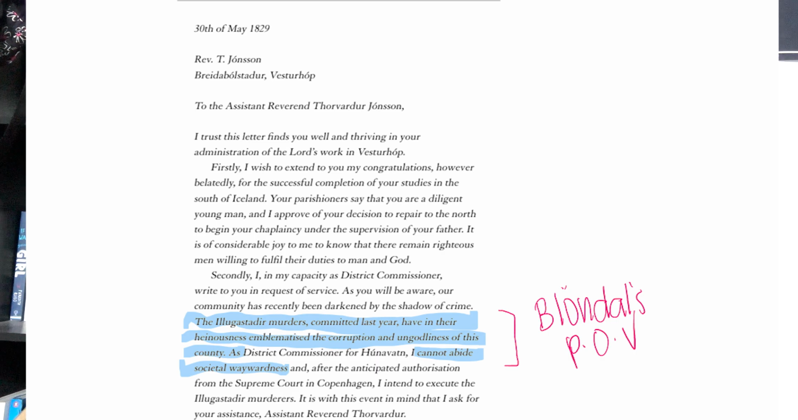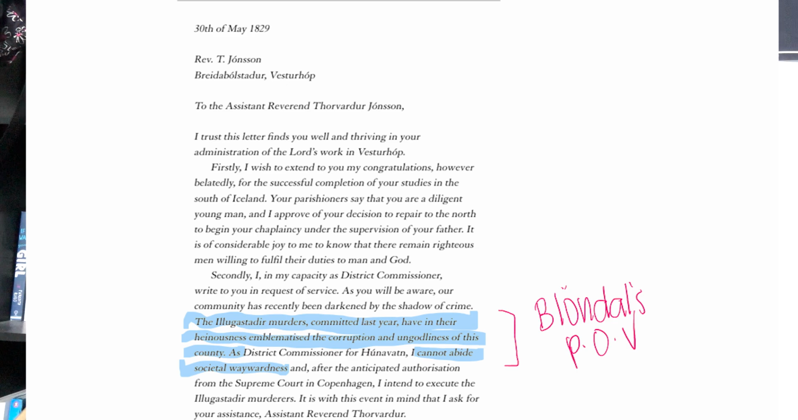So it's almost like we already know that Agnes is going to have to work really, really hard to undo what's established by Bjondel. And it's interesting because he says, "The Illugastaðir murders committed last year have in their heinous emblematized the corruption and ungodliness of this county. As district commissioner, I cannot abide societal waywardness." That is such interesting writing, and the language choices that he is making there are really, really interesting.